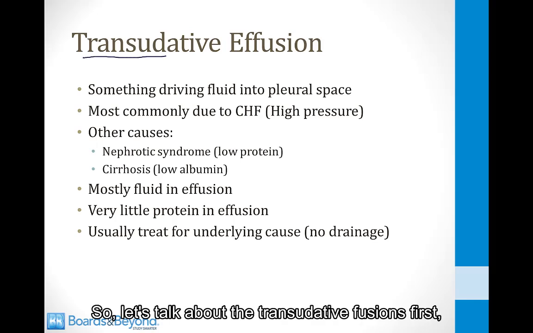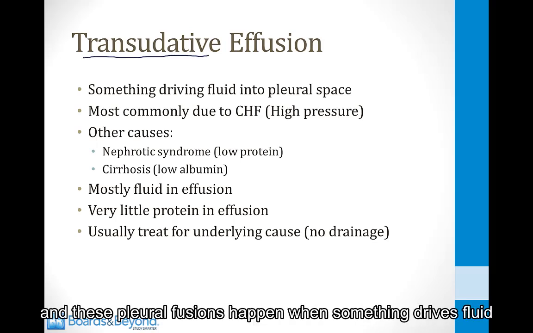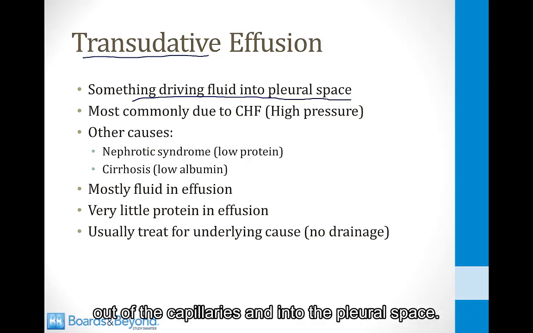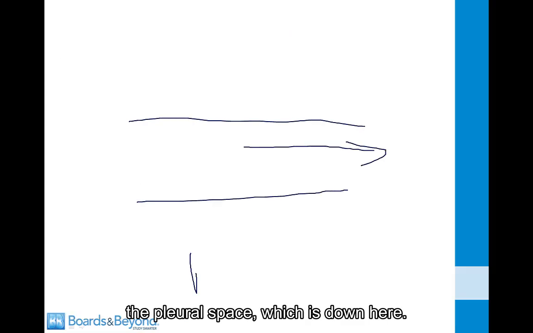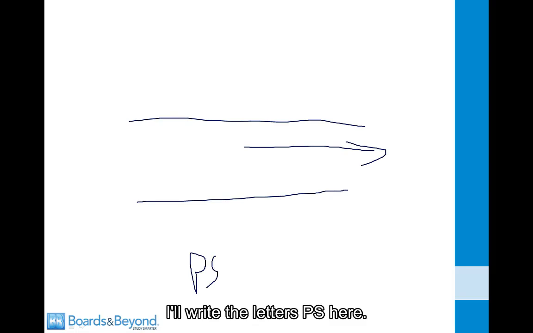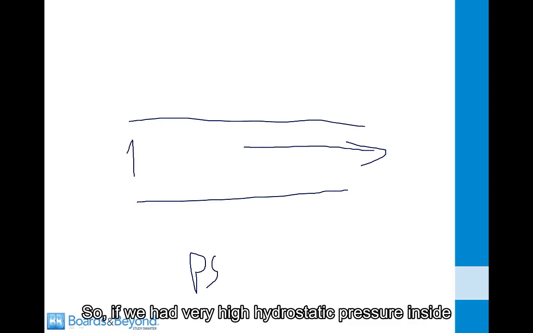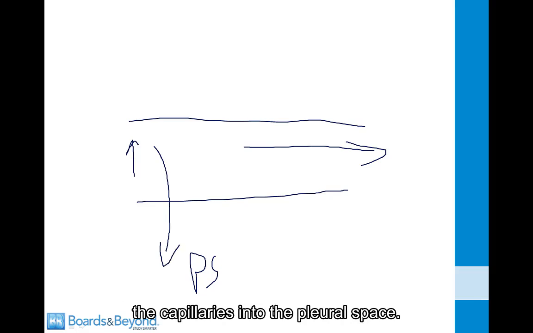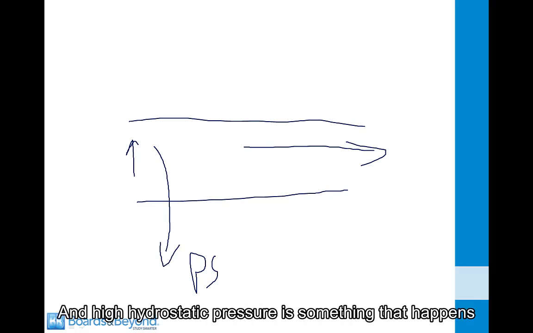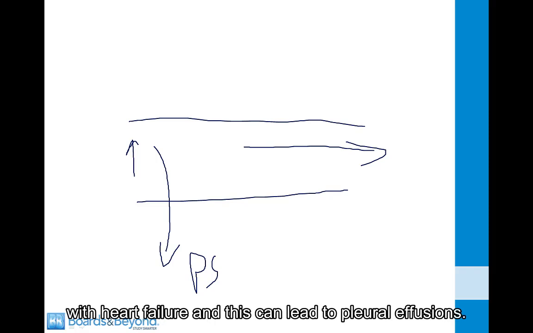So let's talk about the transudative effusions first. And these pleural effusions happen when something drives fluid out of the capillaries and into the pleural space. And it's easiest to understand this with a picture. So let's imagine a capillary here, and blood is flowing past the pleural space, which is down here. I'll write the letters PS here. So if we had very high hydrostatic pressure inside the capillaries here, that could push fluid out of the capillaries into the pleural space. And high hydrostatic pressure is something that happens with heart failure, and this can lead to pleural effusions.